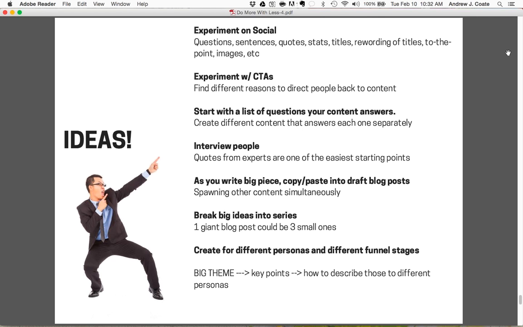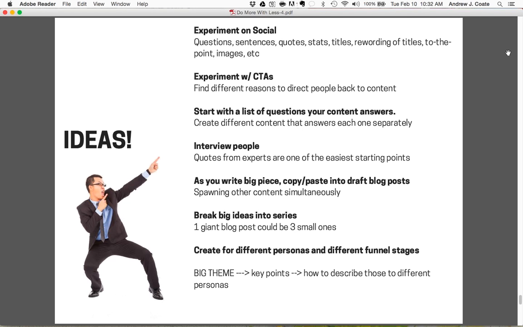As you write that big piece, just copy and paste your thoughts into a Word document or into your blog post drafts or different things like that, so that you have pieces to work off of. And when you sit down to write that next blog post, you've already kind of started to think about it. You already have some things to say about it, and so you're just enhancing on those.